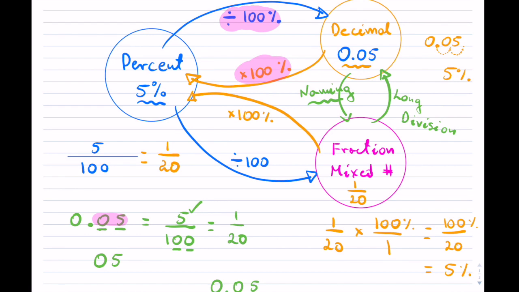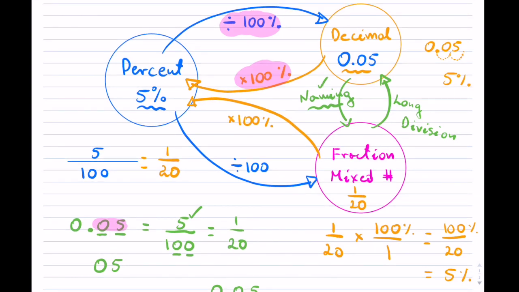So the main idea is if you're going between percents and decimals and fractions, then you have to know when to divide by 100% and when to multiply by 100%. When you're going between decimals and fractions or mixed numbers, in this case you can utilize the naming, and unfortunately you will have to do long division to go back and forth from a fraction to a decimal. Let's take a look at some more examples of this in action.